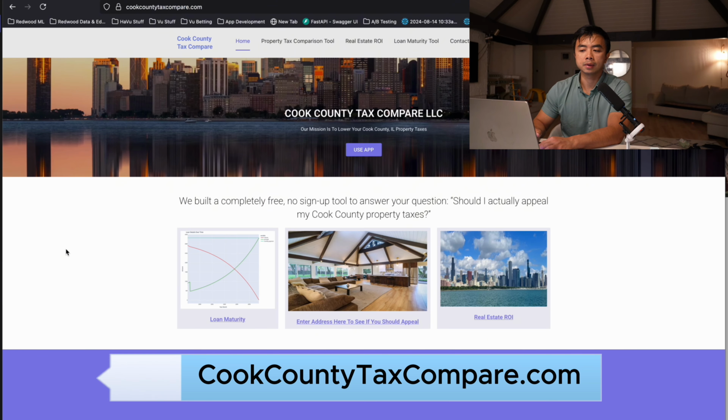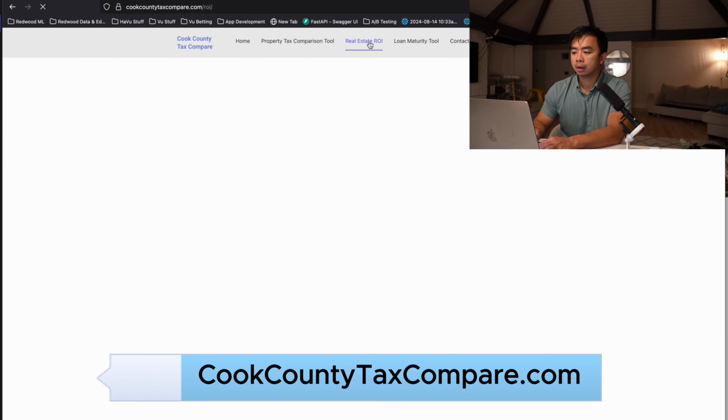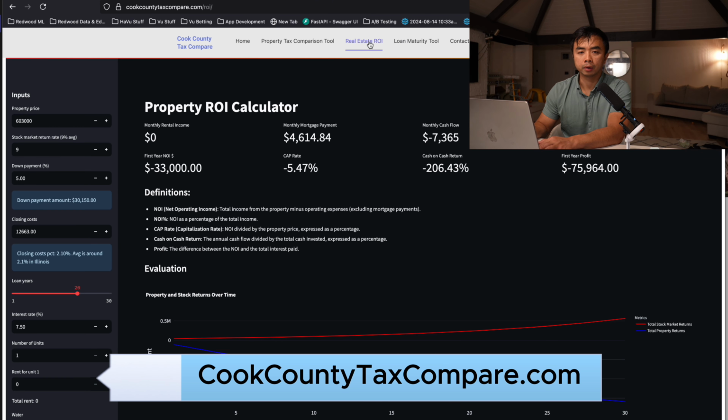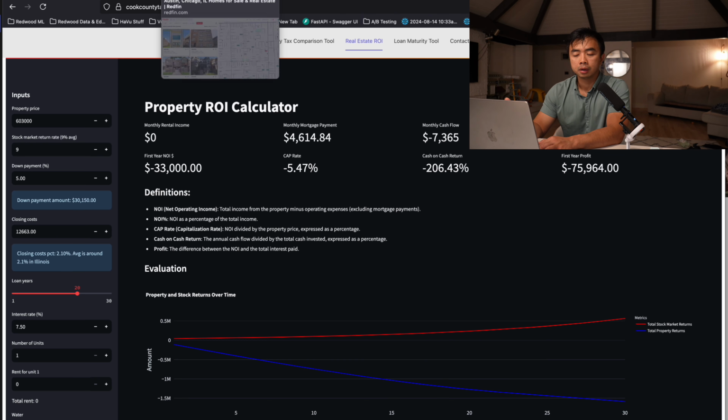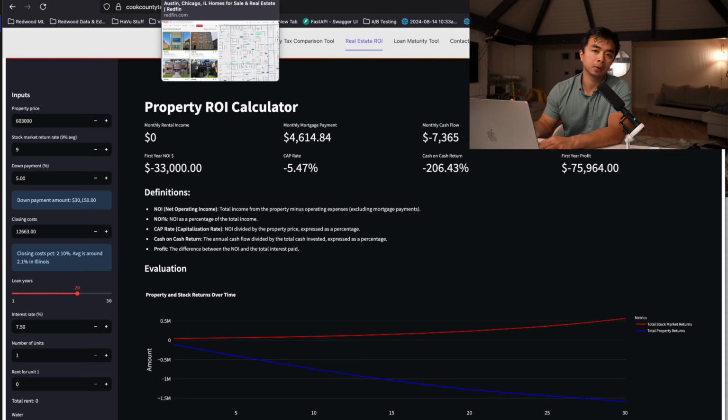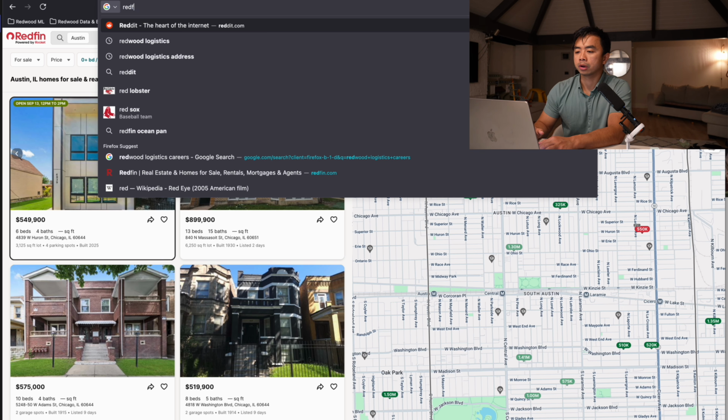If we go to cookcountytaxcompare.com, which is my website, in here, if you click real estate ROI, you're going to see a bunch of inputs on the left. That's a bunch of metrics that we're going to enter in to evaluate these properties. And how I find properties is just on redfin.com.